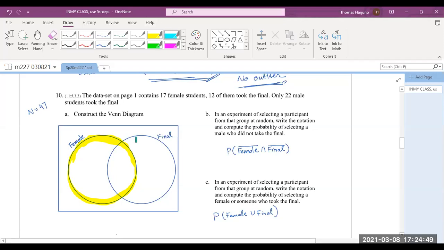Now the number of elements inside the final circle is the number of people taking final. So outside of this blue circle will be the number of people not taking final. Inside will be whatever that circle says. Outside will be whatever that circle does not say. Now that's for the interpretation. Now let's see, which number do I start with?